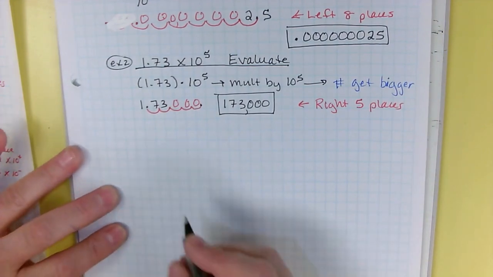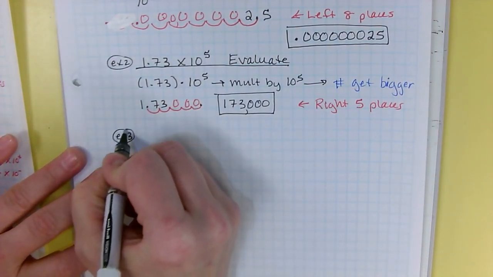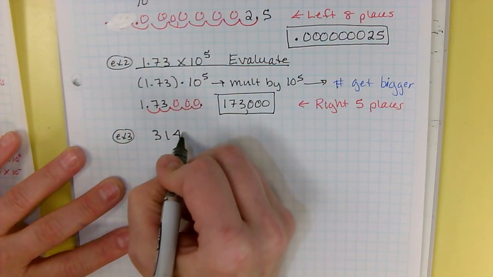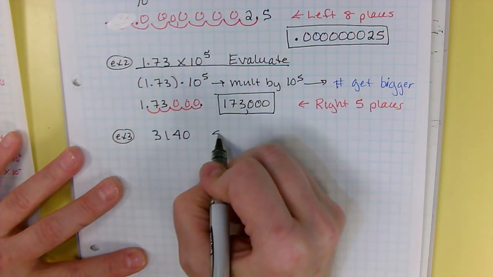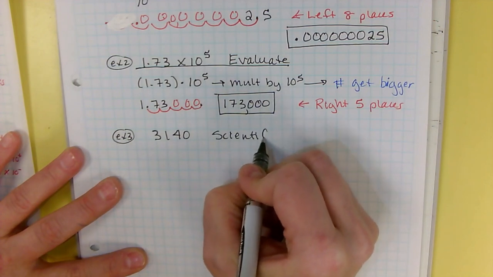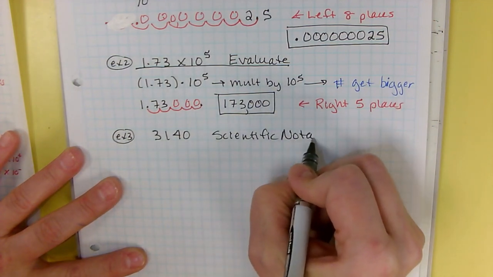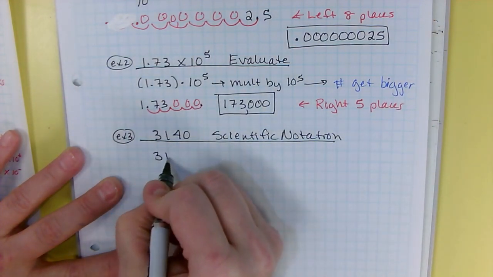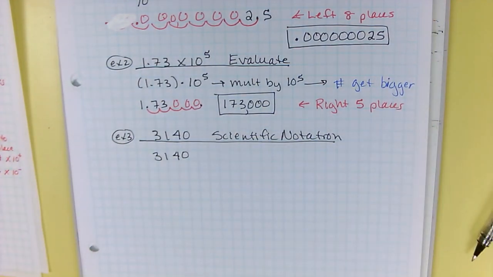Okay, so now we're going to do the backwards process. So on example 3, we've got the number 3,140, and we're going to put it into scientific notation. Okay, so first thing you need to do is place the decimal where it belongs. Remember that your C value has to be less than 10, greater than 1.